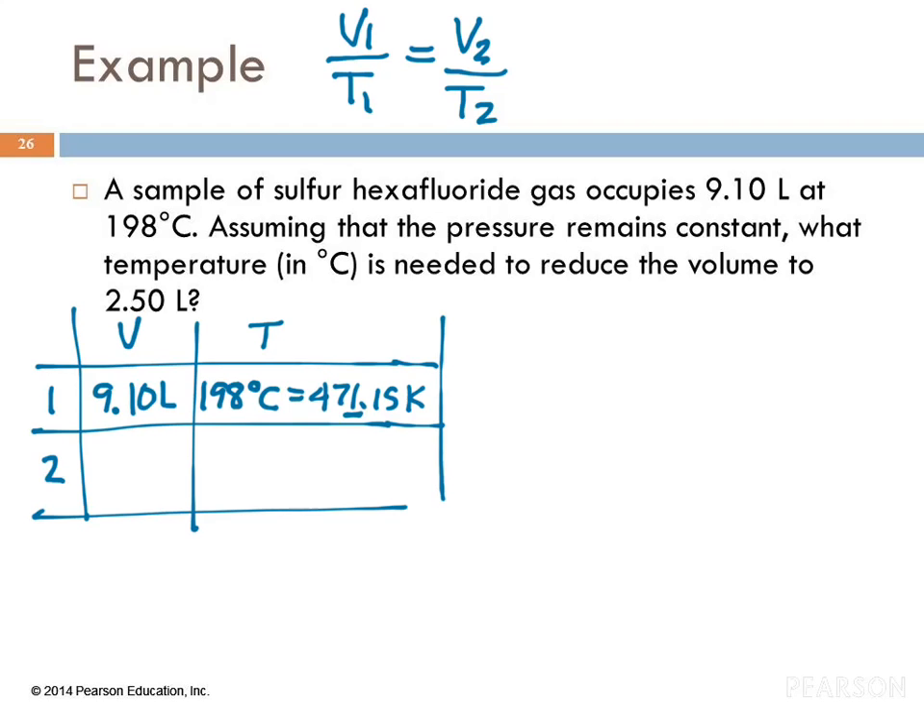Assuming the pressure remains constant, what temperature in Celsius to reduce the volume? There's our number, 2.50 liters. We have one empty box, and so we're going to call that T2.